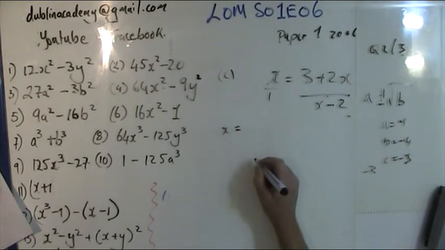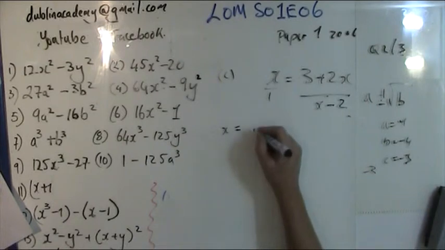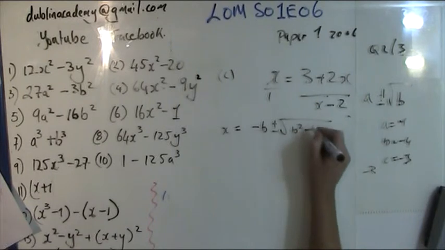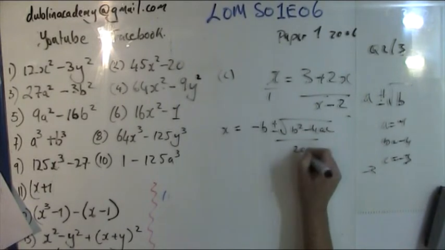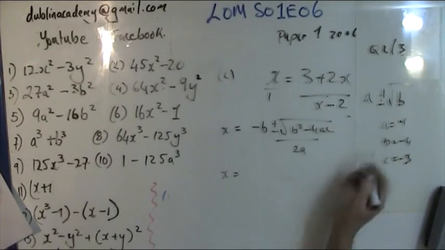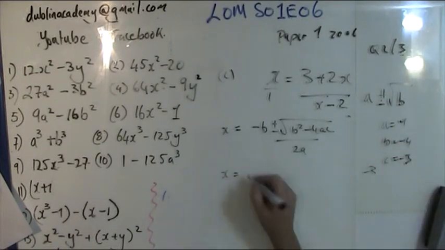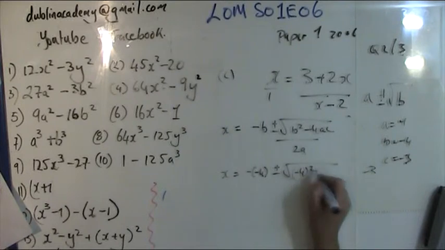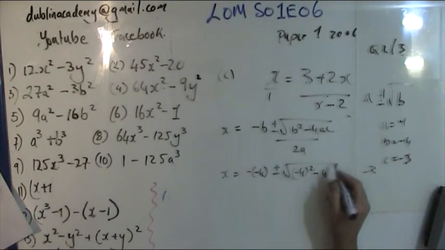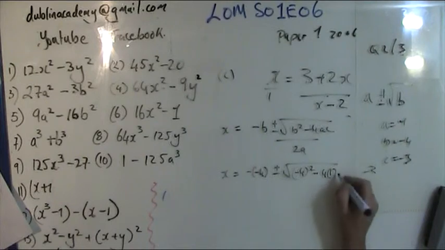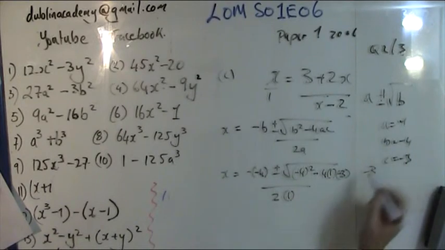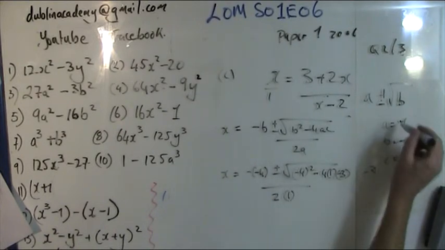x is equal to minus b plus or minus the square root of b squared minus 4ac all over 2a. And I slot them in. Minus b is minus 4, so it's going to be minus minus 4 plus or minus. b squared is minus 4 squared, minus 4 times a, which is 1, times c, which is minus 3, all over 2 times 1. Okay, I'm just checking this, minus 4 times a, c.